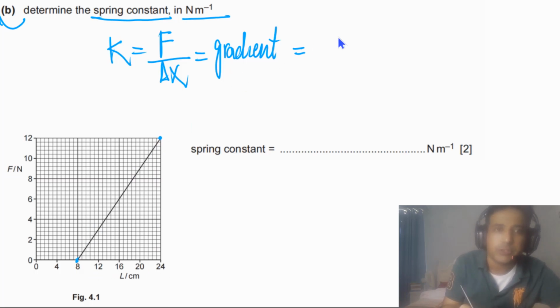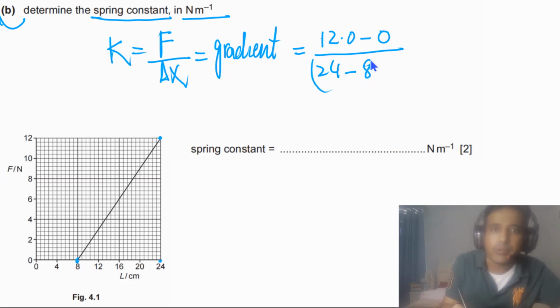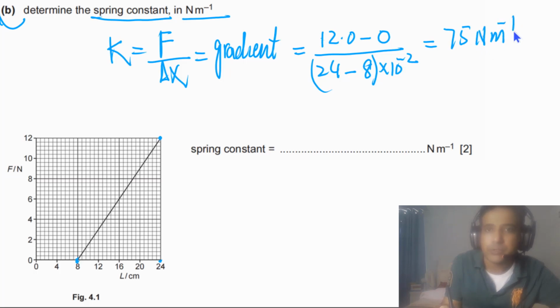So the force in this case is 12.0 minus 0, divided by the maximum extension, that is 24 centimeters, minus the initial length, that is equal to 8, but the units for this one is centimeters, so we have to convert into meters. Now if we solve this one, our final answer up to 2 SF has to be equal to 75 newtons per meter. So this one is the final answer, and this question has 2 marks. The first mark you will get if you have written this one, so this one will be 1 C mark, and the second mark should be the answer mark.